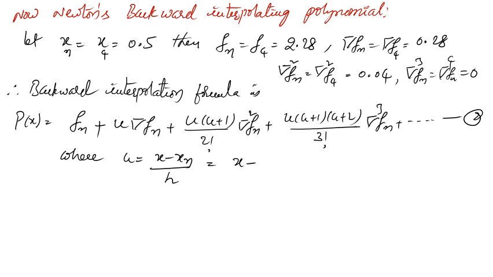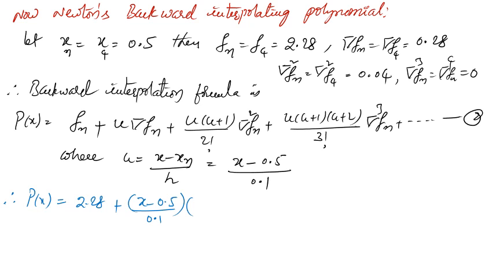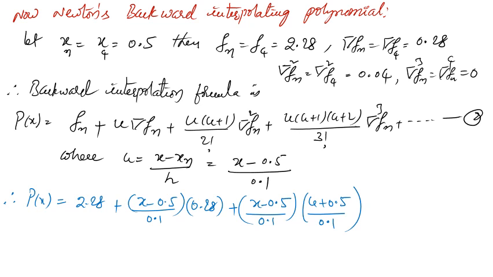So x minus, what is xn, the endpoint? 0.5. 0.5 by h value, what is h? 0.1. Therefore what is P of x now? fn is 2.28 plus u, that is x minus 0.5 by 0.1, multiplied by del fn. What is del fn? 0.28 plus u into u plus 1. U plus 1 becomes what?